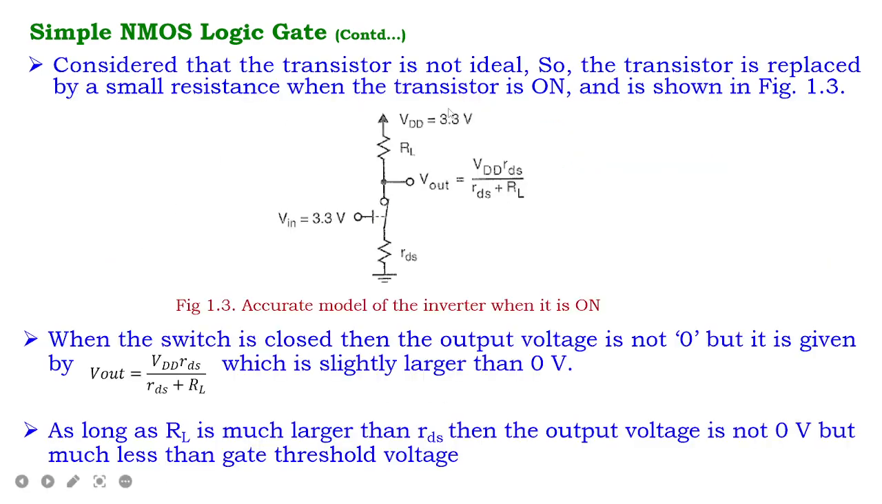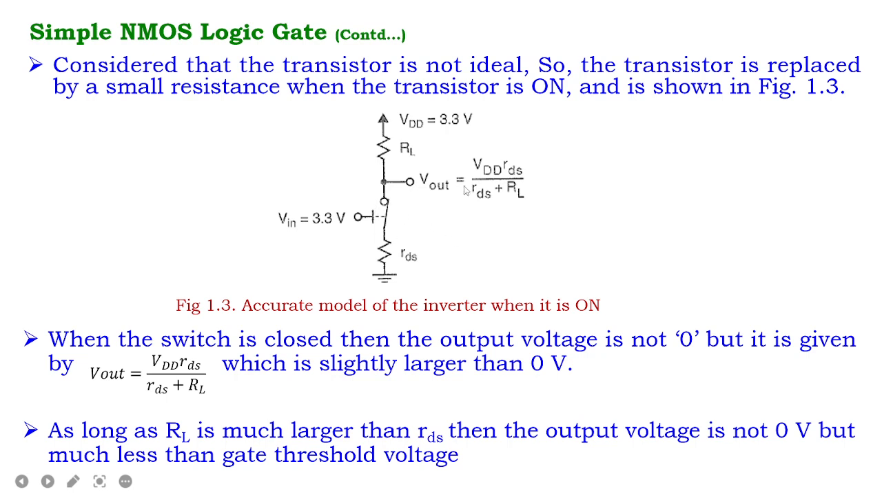Consider that the transistor is not ideal, so the transistor is replaced by a small resistance when the transistor is on, as shown in figure 1.3. This is the circuit diagram. Previously we considered the transistor in ideal conditions, without any resistance within the transistor. Now in practical conditions, when it is not ideal, it is replaced with a small resistance called RDS, which is the resistance between the drain and source terminals. Based on that, the output expression has been derived.